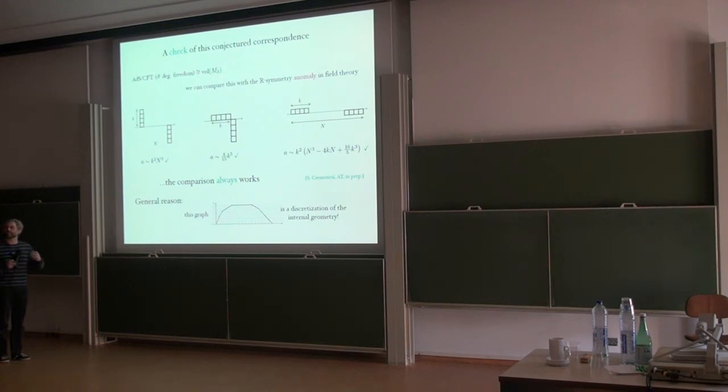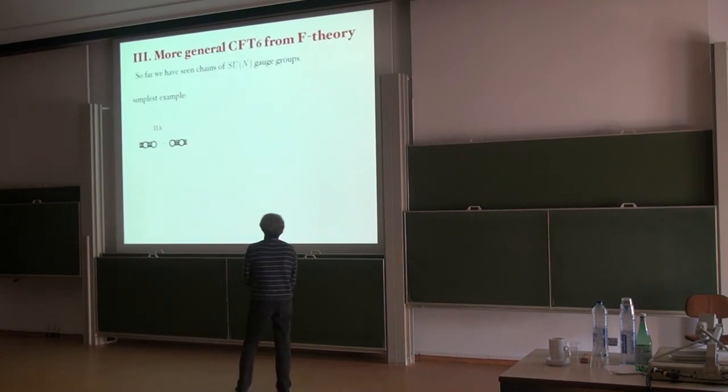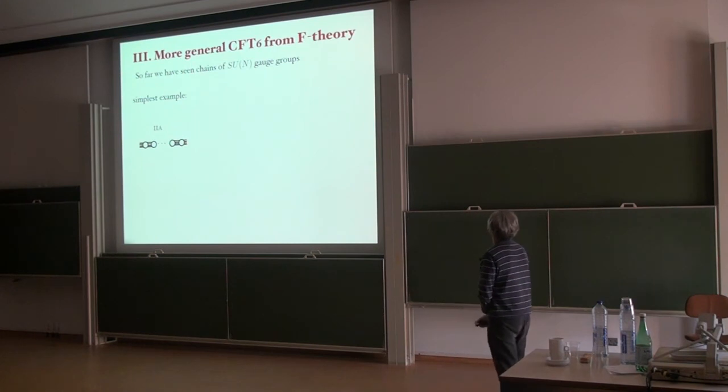It shows somehow that this field theory, these Young diagrams that I showed, all these combinatorial drawings, are really a discretization for finite n of the gravity solution. So you really see with this anomaly computation holography at work. All right, so let me now go to the more general CFTs.